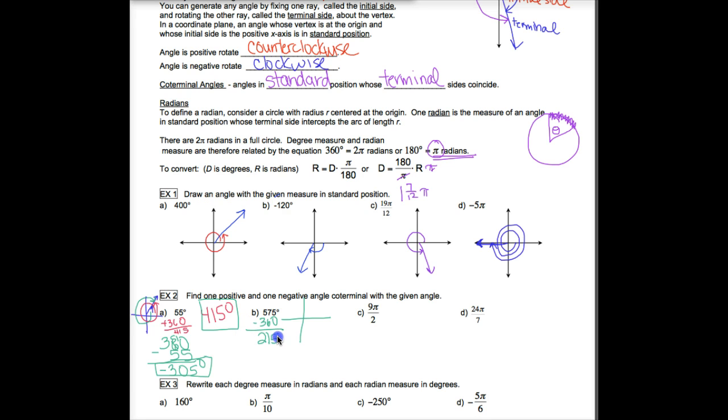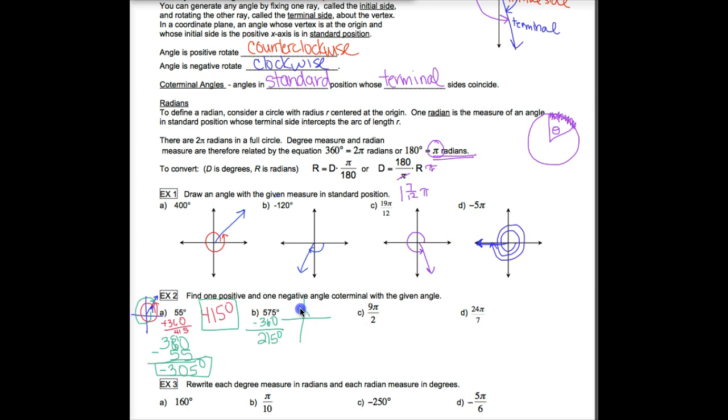So 215 degrees, I've already got a coterminal positive angle because all I did was take away a full circle. So 215 degrees, if half of the coordinate plane is 180, I know that 215 is 35 degrees more than 180.